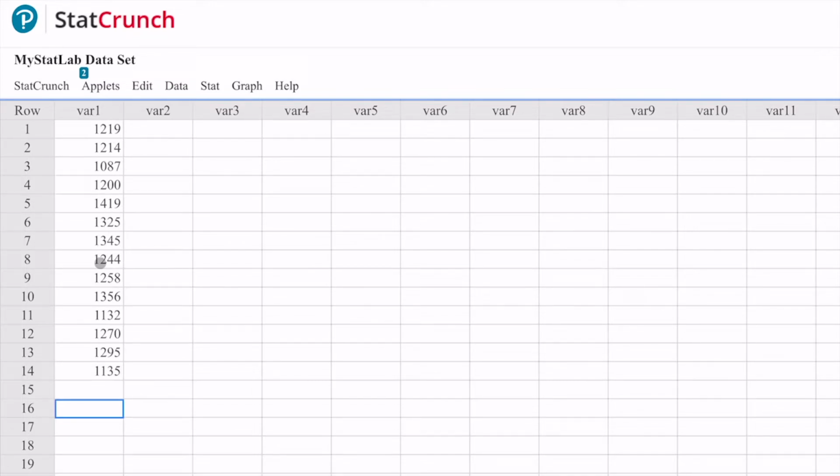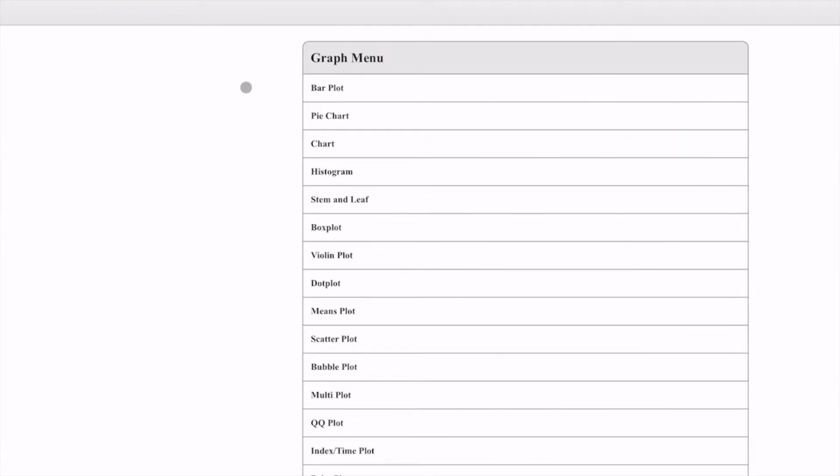Okay, because they don't say anything about this being a normal distribution, and because we have certainly less than 30 data values, we need to check the histogram. So let's remind ourselves how we do that. I believe we go to Graph. Yes, we go to Graph, then Histogram.